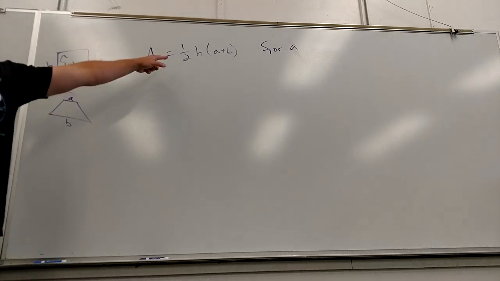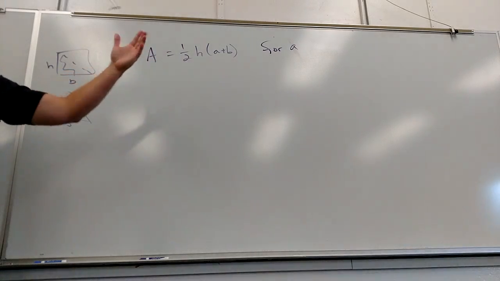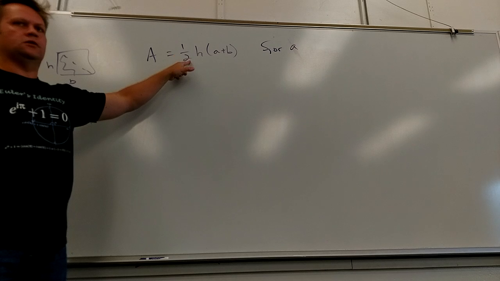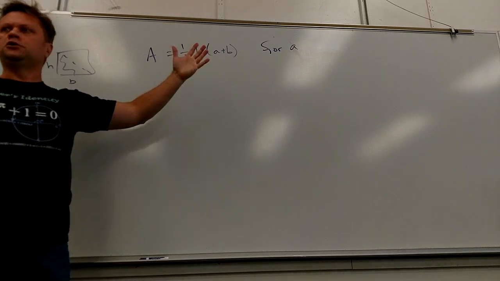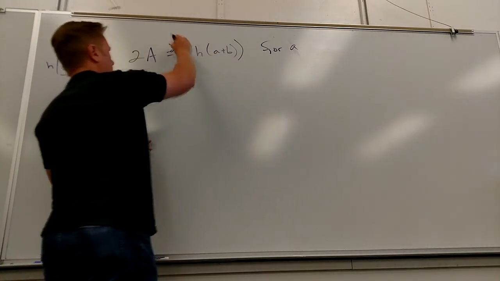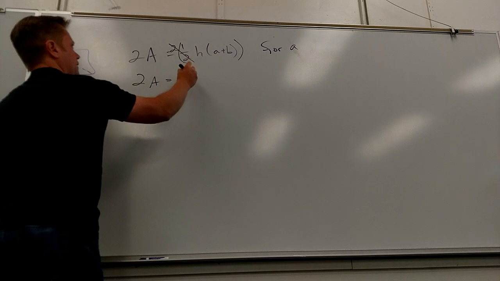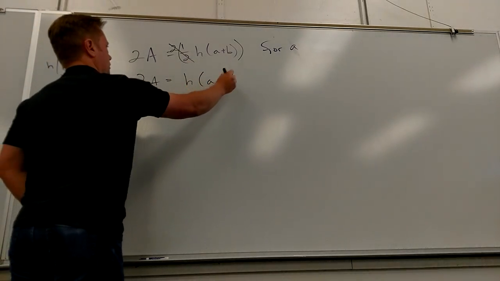So how do I kill that fraction? Multiply by 2, exactly. Because what does this fraction represent? Division by 2. So how do I undo that? Multiply by 2. Bam! So then I end up with 2A equals h times (a plus b).